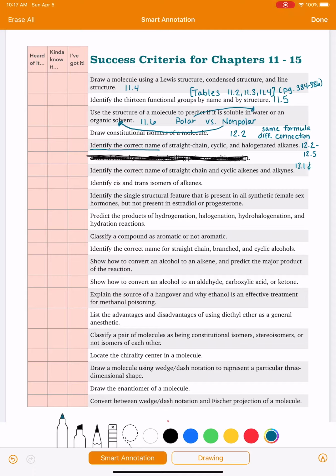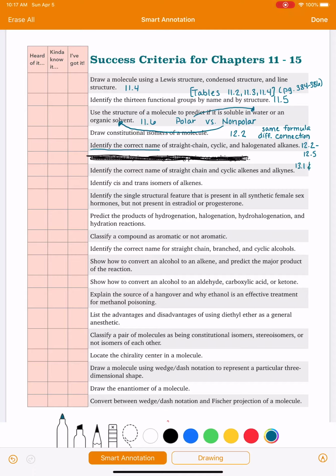Identify cis and trans. This we covered in 13.3. So a cis isomer is one where the two substituents coming off of a double bond are on the same side, and a trans isomer is where they're on different sides.